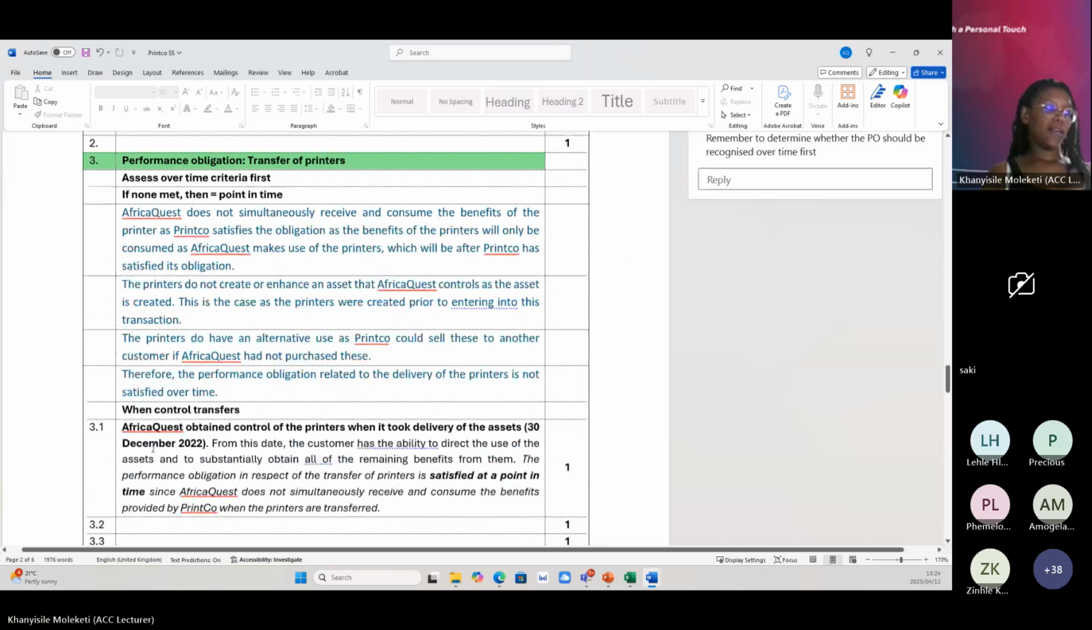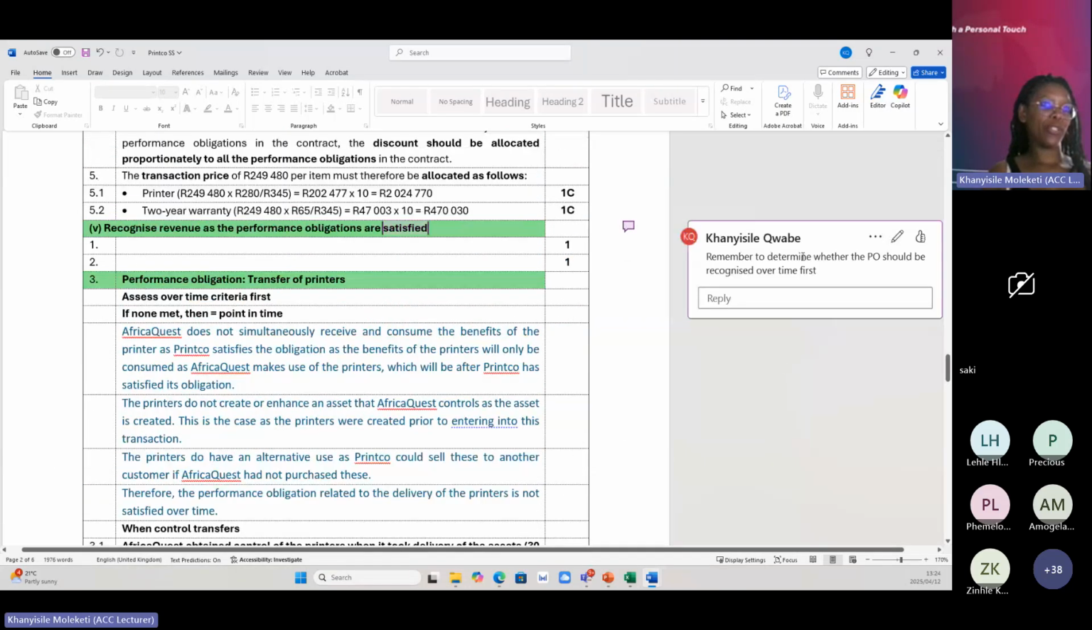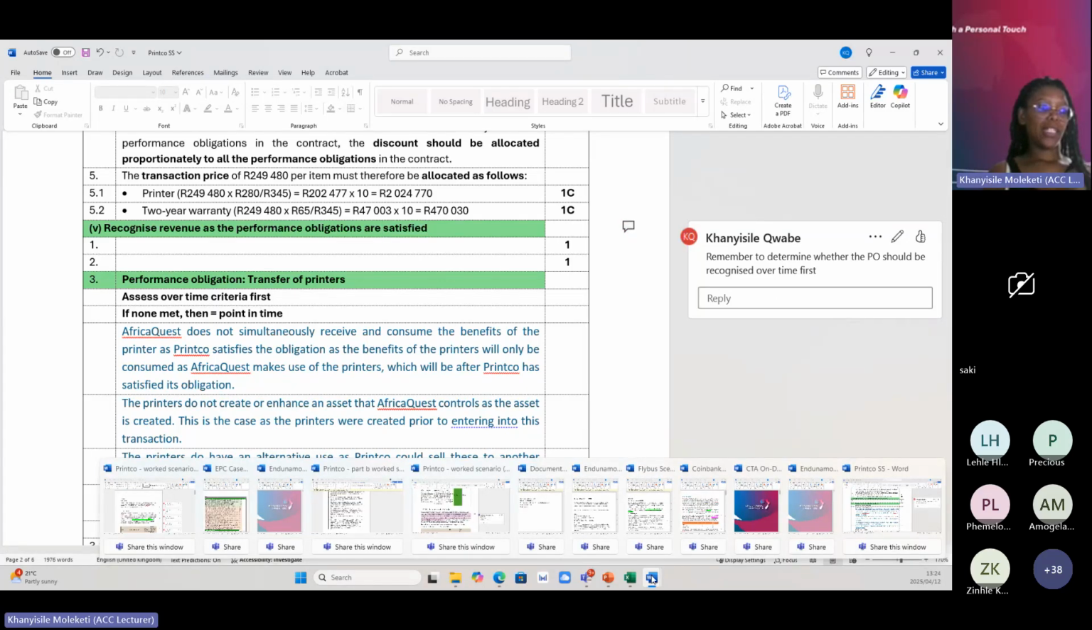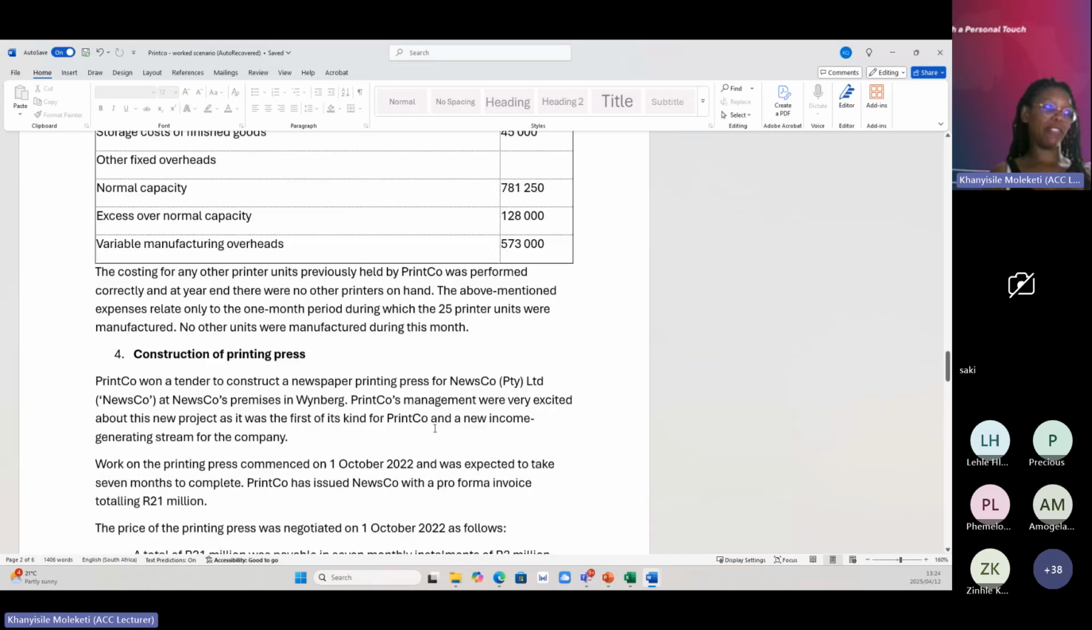Okay. And then the key thing for step 5 was to remember to first start with what's recognized over time first. I had wanted to work through the journals, but we're not going to have the time for that.